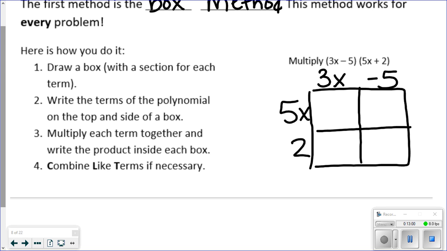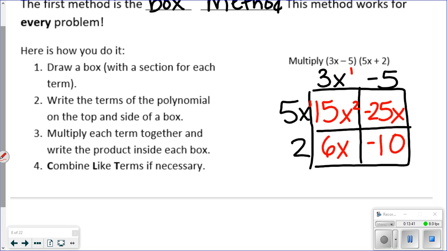Multiply each term together, and then we're going to write the answer, or the product, inside the box. So 3x times 5x. Well, 3 times 5 is 15. And then remember our exponent rules. We have a 1 times 1, and when we're multiplying, we add them, and 1 plus 1 is 2. Then 5x times -5 is -25x. 3x times 2 is 6x. 2 times -5 is -10.